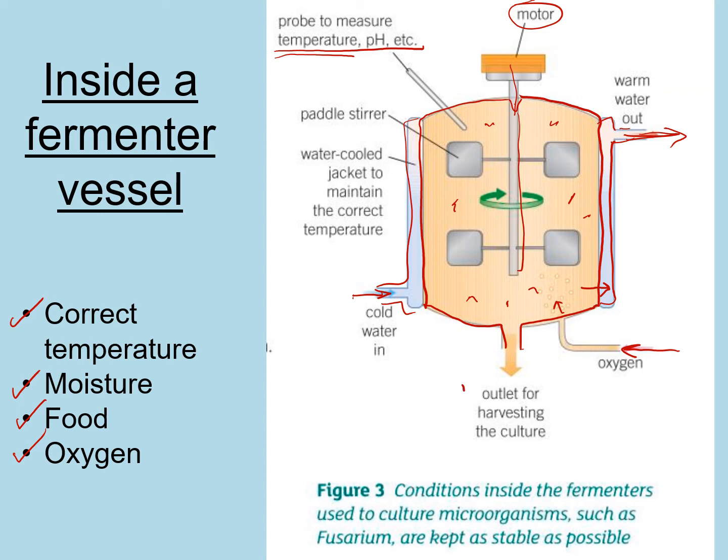And at the end of the process, there's a little tube at the bottom here that shows that it's an outlet, and that's for harvesting the culture. So once they've all grown and doubled inside and had all that time and nutrients and oxygen that they need, they've all grown, and you just harvest it out of there.